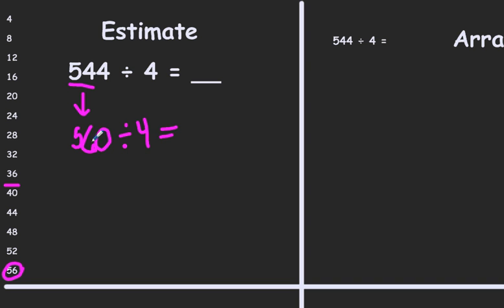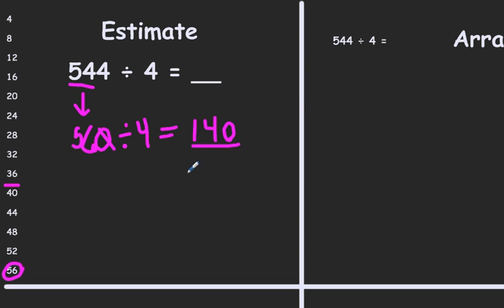Now I have 1 zero in my dividend, and I don't have any zeros in my divisor, so I'm going to have 1 zero in my quotient. So I can get rid of that 0. And 56 divided by 4. So I can count 1, 2, 3, 4, 5, 6, 7, 8, 9, 10, 11, 12, 13, 14. So 14 is a multiple. So 560 divided by 4 is 140.